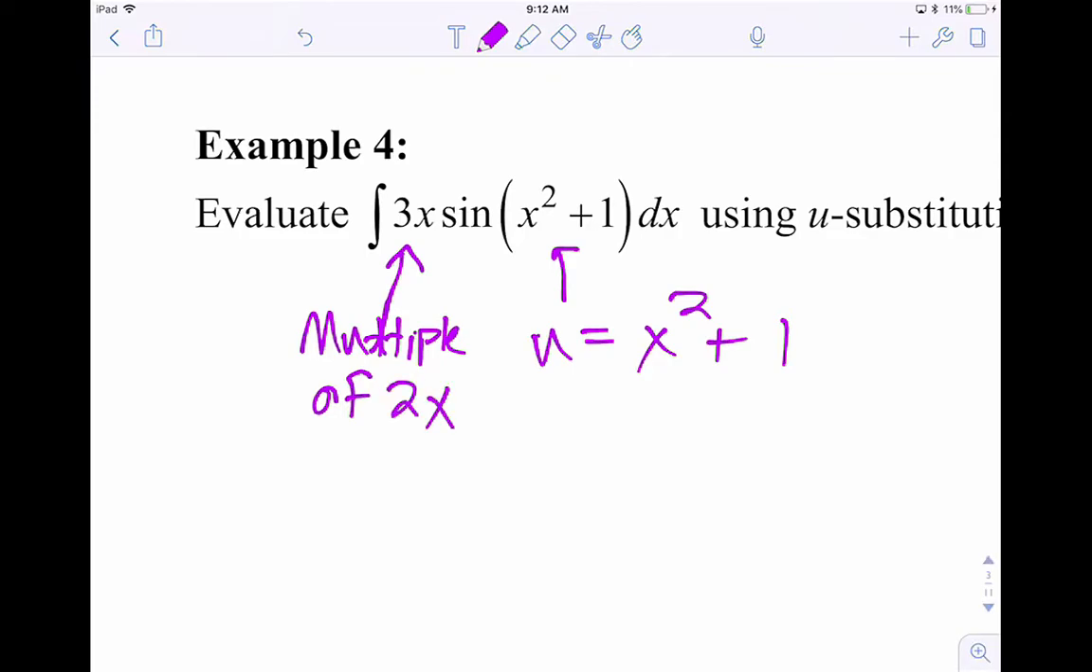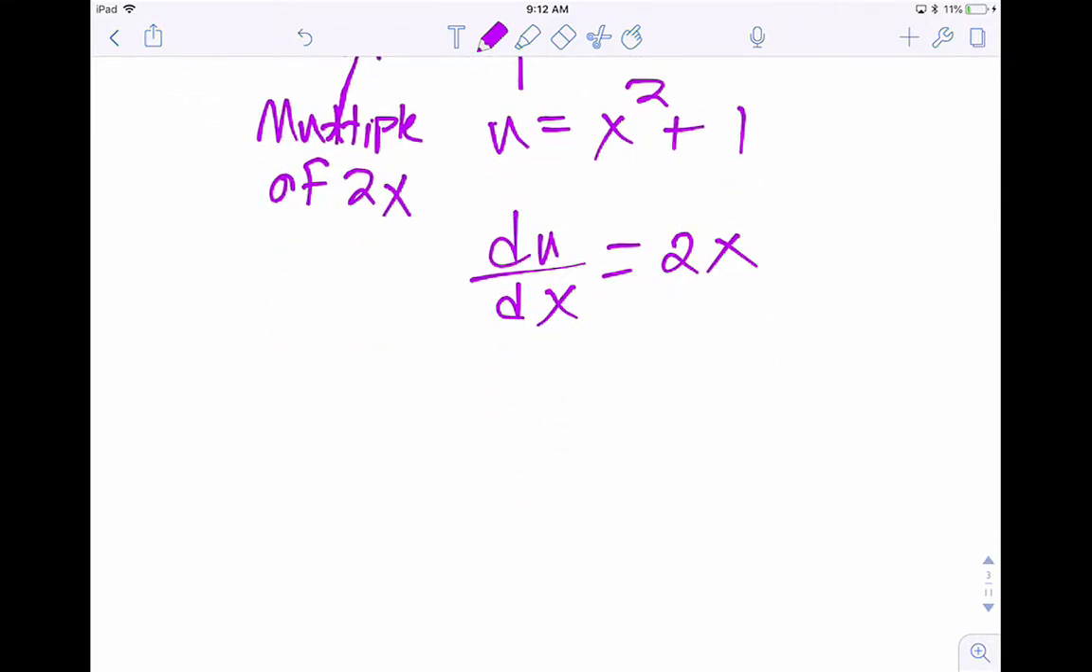This is good. This basically says I definitely want to pick x squared plus 1 as my u, and then you go about deriving it. We get 2x, and then you multiply both sides by dx because you want to separate the u's and the x's, because we're replacing the x equations with u equations. Okay, so we get this.